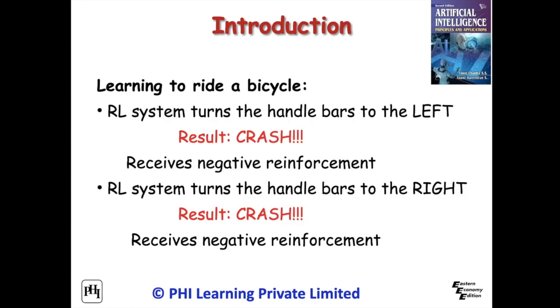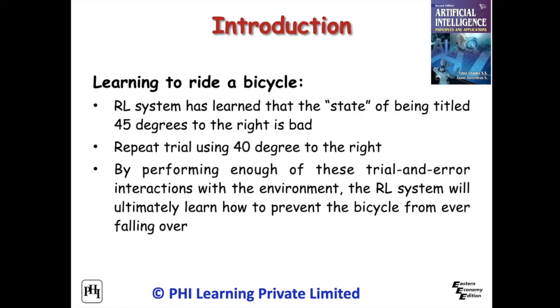Riding the bicycle and performing a series of actions results in the bicycle being tilted 45 degrees to the right. Suddenly turning the handlebar left or right crashes the system. In reinforcement learning, the system has learned that the state of the bicycle being tilted 45 degrees to the right is bad. To repeat the trial using 40 degrees to the right, and by performing enough of these trial and error interactions with the environment, the reinforcement system will ultimately learn how to prevent the bicycle from ever falling over.